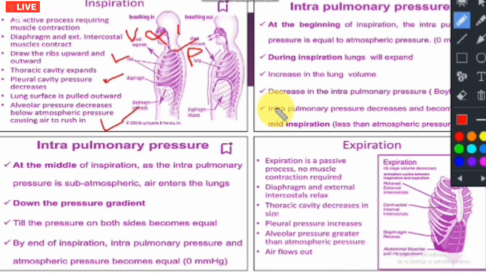What's your name? Olive. Olive branch. Olive oil. Okay. Olive, tell us what happens, the volume and pressure changes in the respiratory tract during expiration. Yes? You don't know.